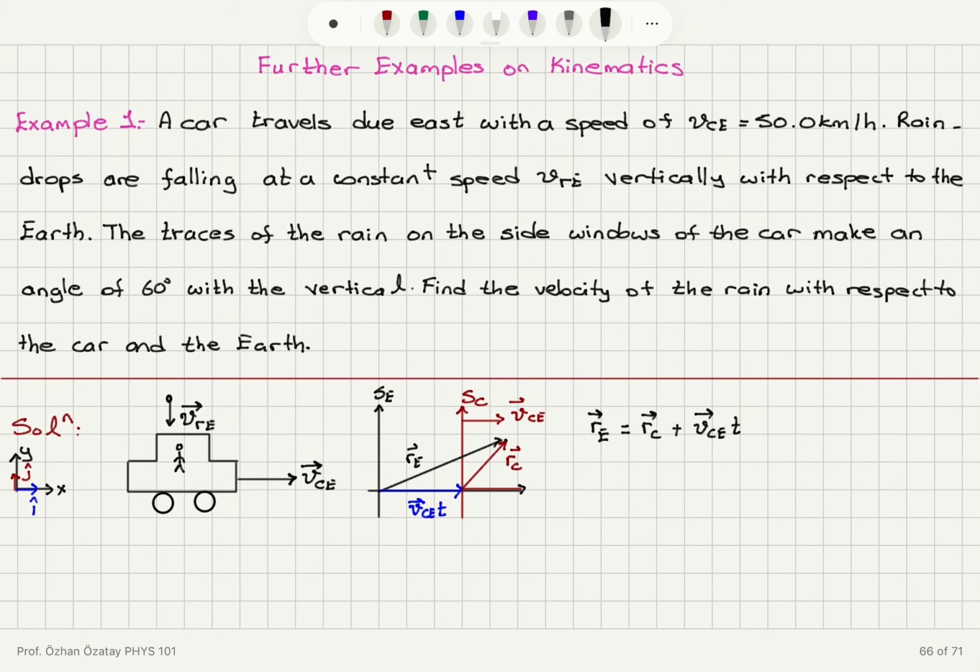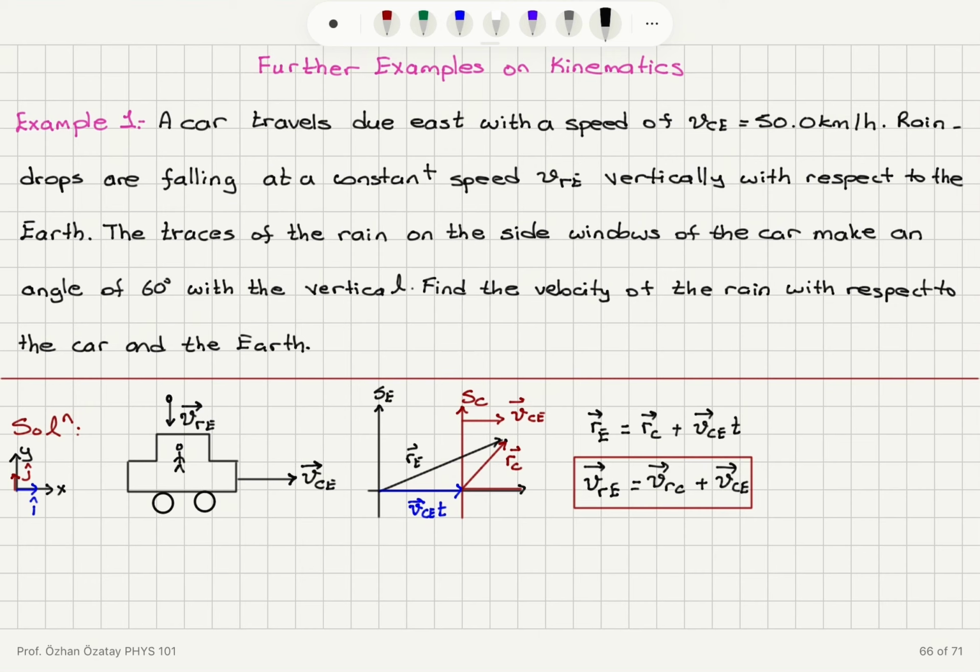So if I take a derivative of this with respect to time, then if this is the rain that I'm talking about, then the velocity of the rain with respect to the Earth, the raindrop, is going to be velocity of the raindrop with respect to the car plus VCE, because VCE doesn't have a time dependence. If I take its time derivative, I will get 0. So this is the Galilean transformation equation between the car and Earth reference frame when we are reporting the velocity.